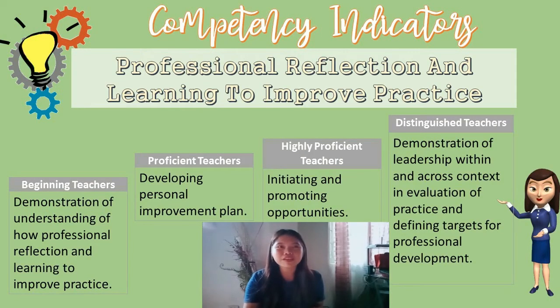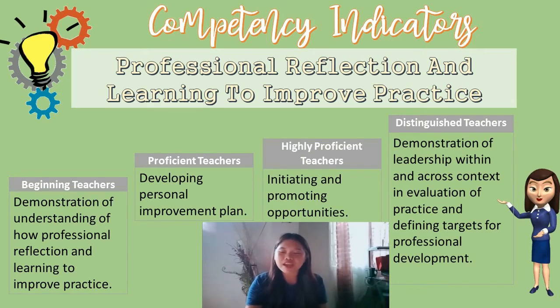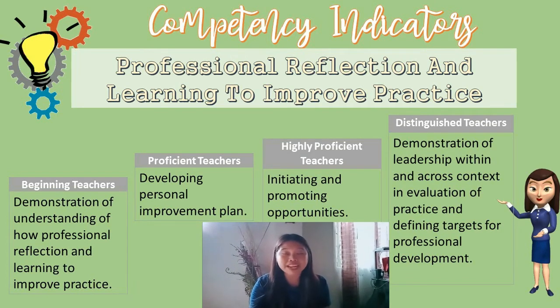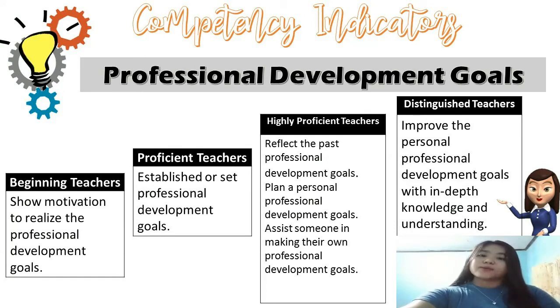Strand 7.4 is all about professional reflection and learning to improve practice. So the competency indicator for 7.4.1 under the beginning teachers is that you will demonstrate an understanding of professional reflection and learning to improve practice. Next, 7.4.2, under the proficient teacher level, is developing a personal improvement plan. Next, 7.4.3, which is initiating and promoting opportunities, is under the highly proficient teachers. And lastly, under the distinguished teachers, 7.4.4, the competency indicator is that you will demonstrate leadership within and across contexts. Fifth strand, or the professional.